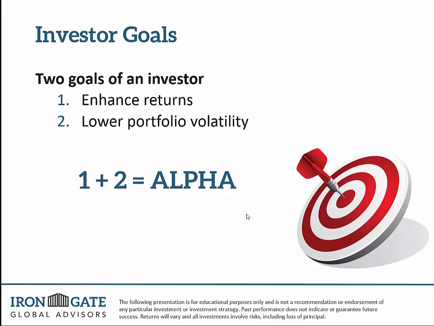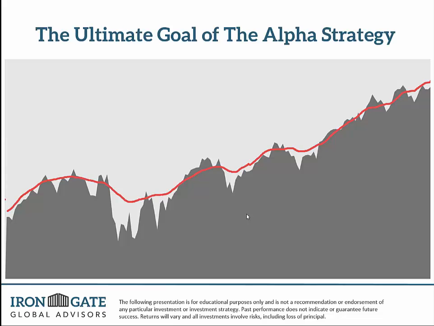That first thing, enhanced returns. That second thing, lower portfolio volatility. That is alpha. And ultimately, the goal of alpha, I drew on a little chart here. That's that red line, and I drew this in, and this is purely hypothetical, right? But the ultimate goal of any alpha strategy, and ours included, would be to lose less when the market goes down, right? And eventually make more when the market goes up.